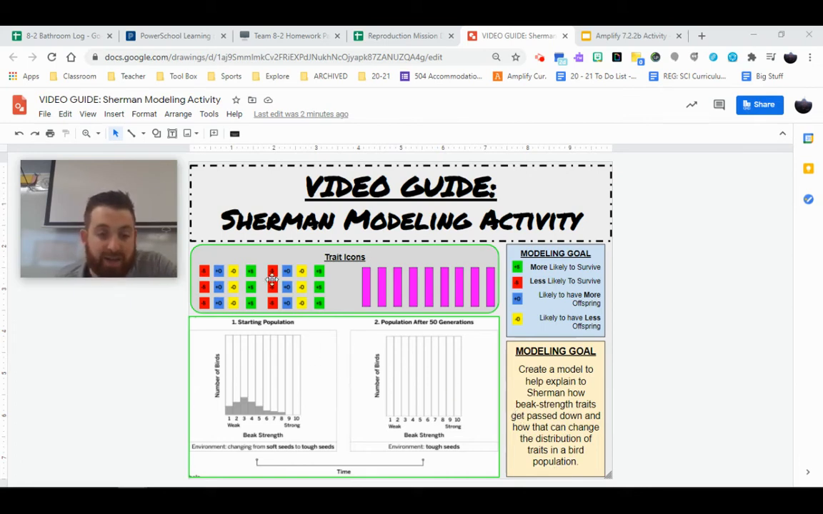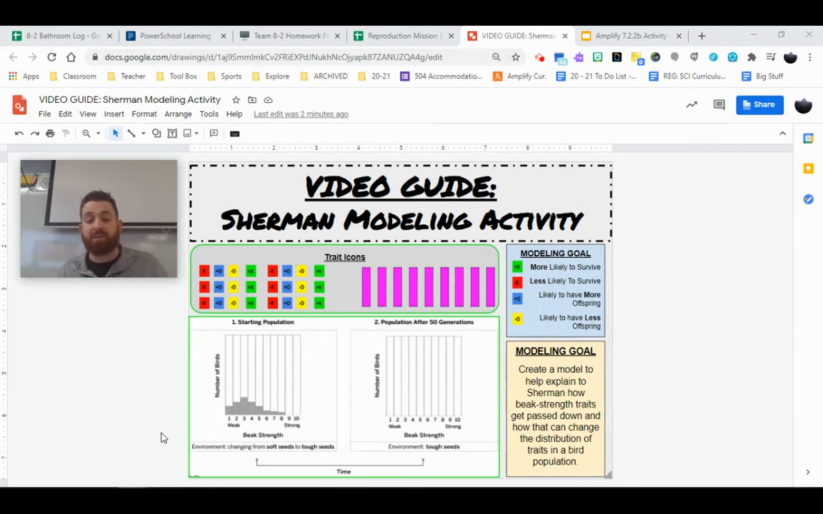We are going to be using some new icons here, some old ones, but nonetheless, we're looking at this graph here at the start. And if you notice, according to our graph, we have the distribution at the higher side near the weak beak strength and lower at the strong strength, with 9 and 10 not existing. And down here in the environmental section, we're changing from soft seeds to tough seeds. So we know that those with a weak beak are better at eating the soft seeds than those with the tough beaks. And the environment's going to change from soft to tough.